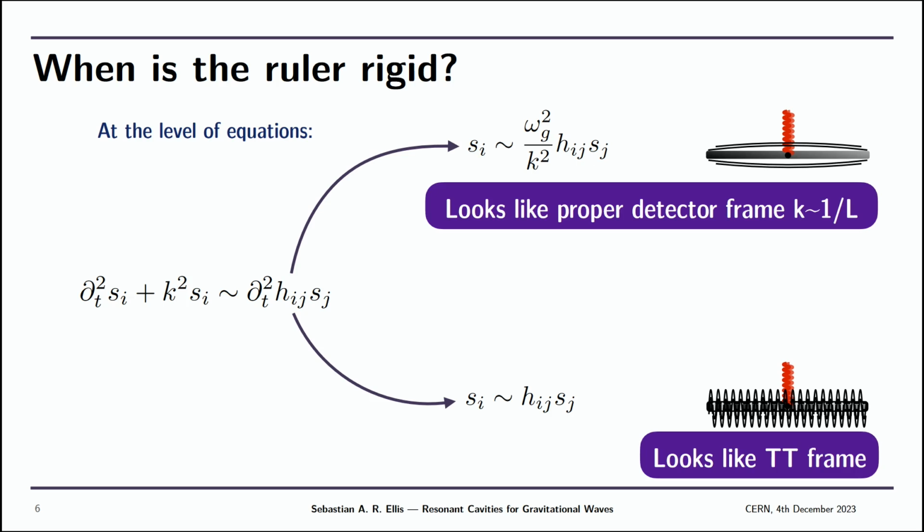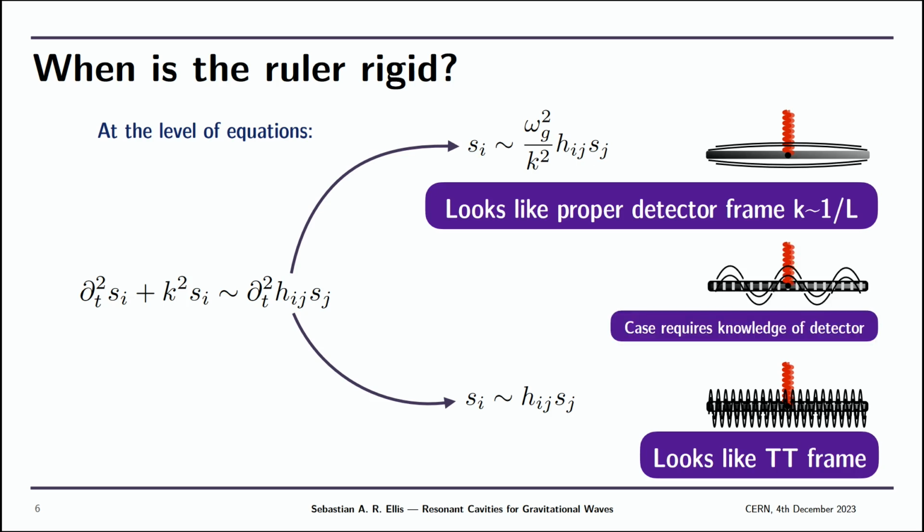Of course, there was the third situation that I mentioned in the middle, but this requires knowledge of the detector, because I haven't written all of the terms that I could have written on the left-hand side of this equation here. Now, those of you who are awake will notice that the first line does not look like what I said it should look like, namely the LIGO mirrors, right? The LIGO mirrors move like the TT gauge, not like this omega_g squared L squared.